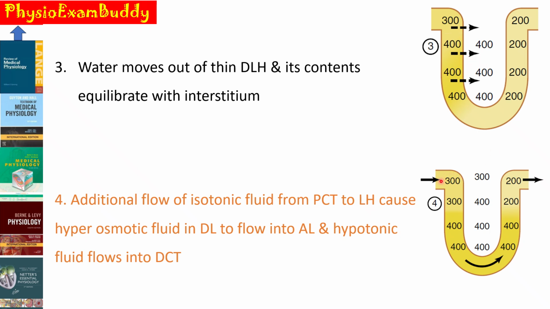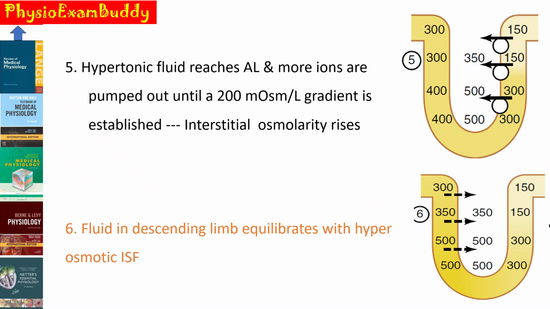By this time, there occurs additional flow of the isotonic fluid, that is 300 milliosmoles per liter, from the PCT into the loop of Henle. So the hyperosmotic fluid in this descending limb will flow into the ascending limb, and the hypotonic fluid flows into the DCT. Again, the steps will be repeated.